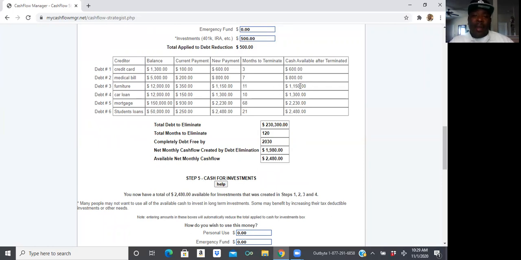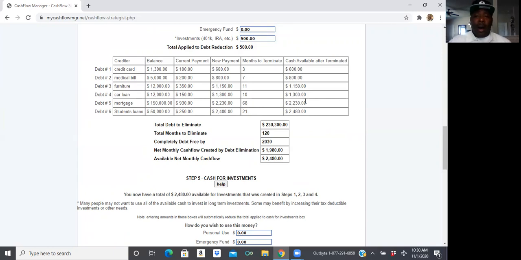We're going to take that $1,150 a month worth of cash flow and add it towards the car loan. Instead of paying $150 a month, we're now paying $1,300 a month for 10 months. $12,000 of that car note is going to be gone. Now we've got a positive cash flow of $1,300. We're going to add it to our mortgage. That's $930. So instead of paying $930, we're going to pay $2,230 for 68 months. In 68 months, $150,000 worth of debt would be eliminated.